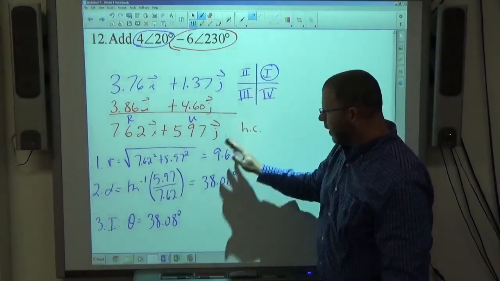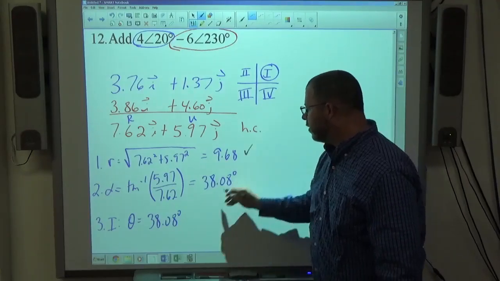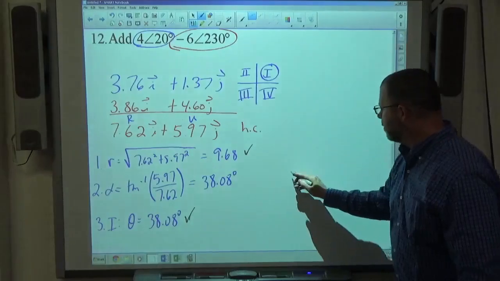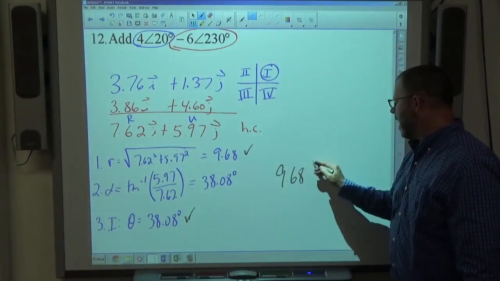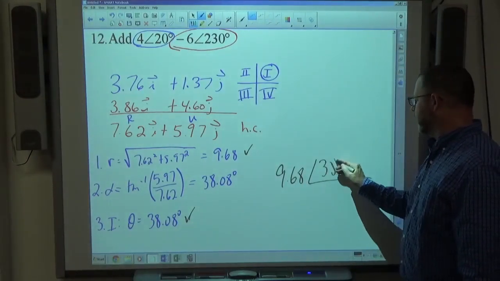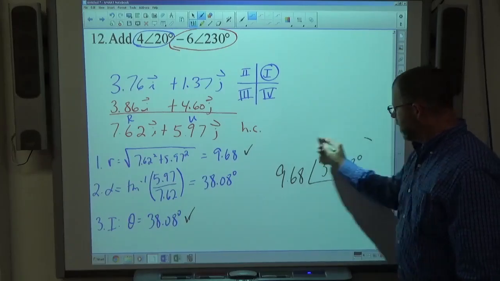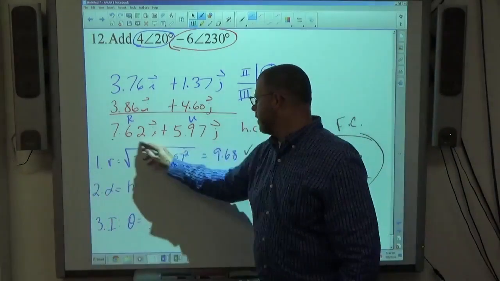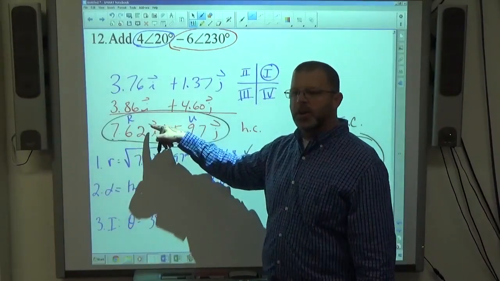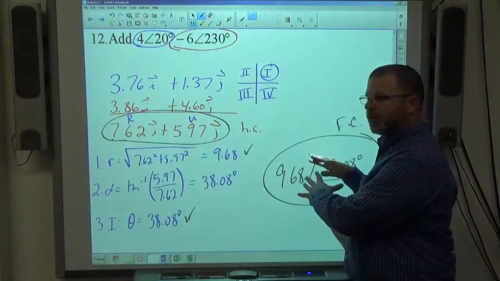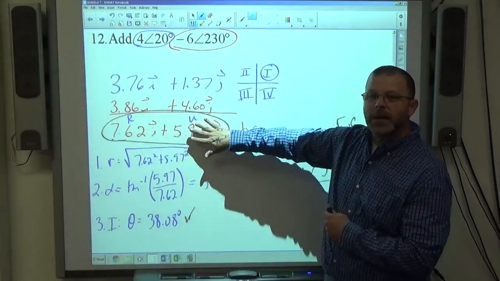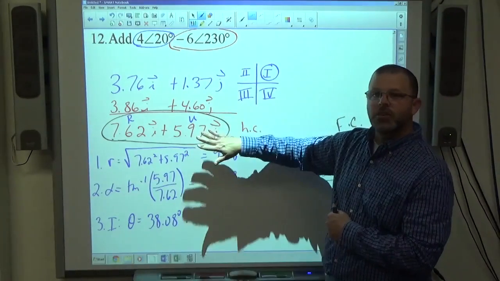Once I get all 3 of these things figured out, the magnitude and theta are the 2 numbers I'm looking for. So I'm going to go 9.68 at an angle of 38.08 degrees. And again, that's my full credit answer. My half credit would be stopping here. If this is written on your paper and you mess up here and get the wrong answer here, I'll still give you the half credit for having the rectangular form right on your paper. So make sure you have that written down on your paper somewhere. Make sure the half credit's there.